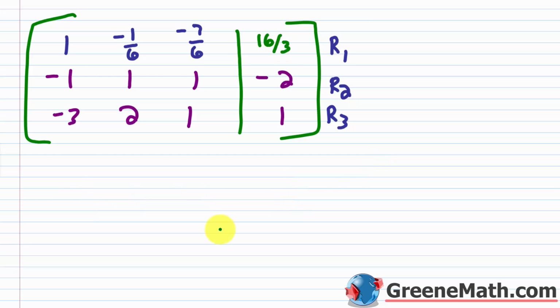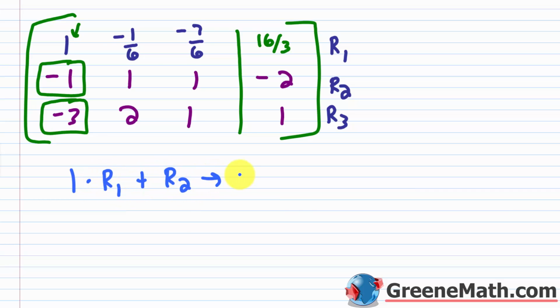All right, so the next thing I want to do is get zeros below this 1. So I want this to be a 0, and I want this to be a 0. So what can I do? I just think about the fact that I have a 1 here already. The reason you get the 1 first is so that you can work with that. So all I need to think about is the additive inverse of -1, which is +1. So I would just multiply row 1 by 1, or you can just think of it as adding row 1 to row 2. I'm going to multiply row 1 by 1 and add the result to row 2. That's going to give me my new row 2.